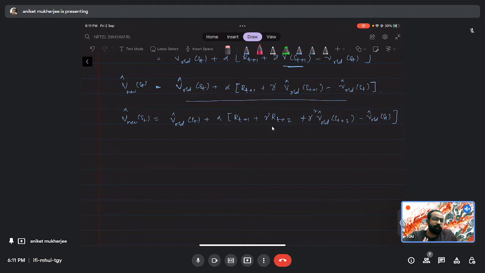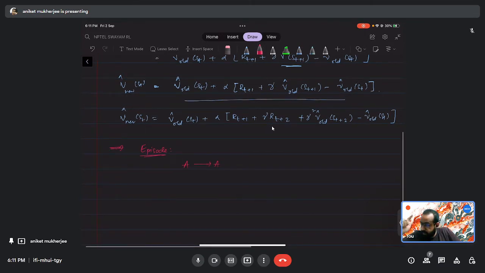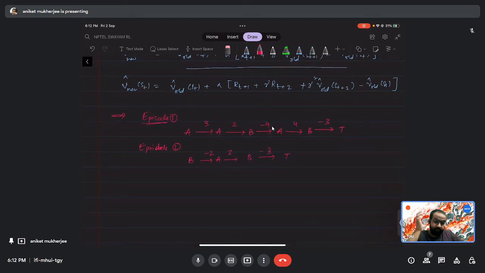In all of these, you don't have the underlying MDP. You don't know the underlying MDP. That is the main true problem with RL. So I have some underlying MDP which I don't know. I have three states: A, B, and a terminal state. My first episode is A, B, B, terminal state, with rewards 3, 2, minus 4, 4, minus 3. This is episode 1. Then I have episode 2: B, A, B, B, with rewards minus 2, minus 3.